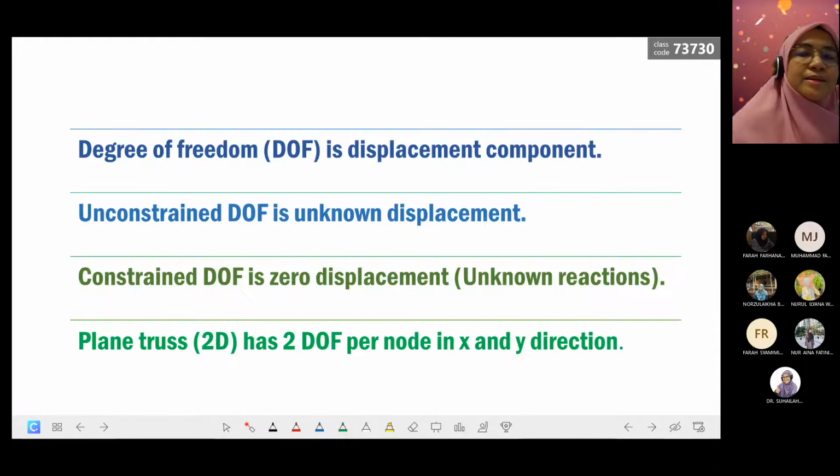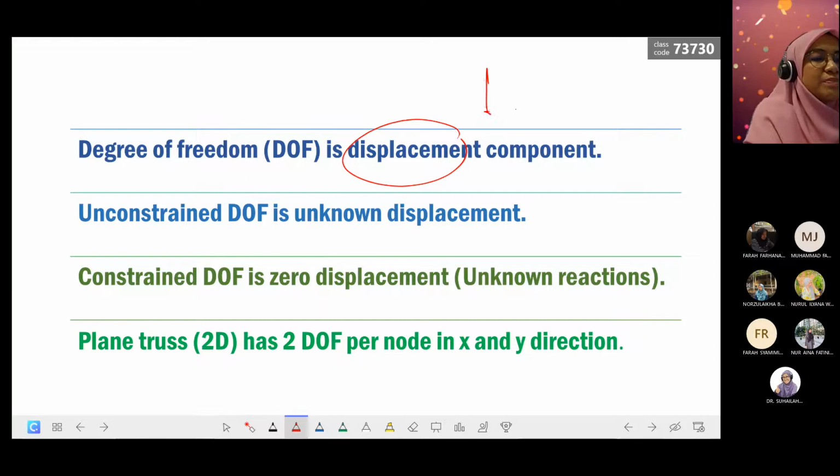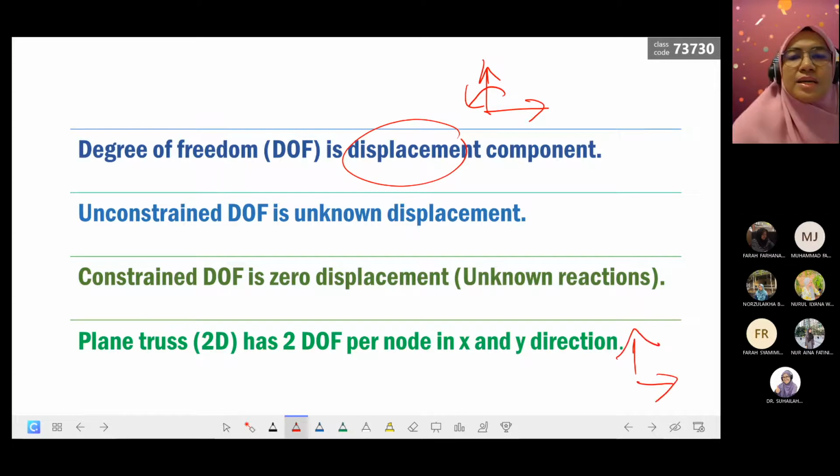Okay, degree of freedom. You need to understand that it reflects displacement components. The basic is 3 in these 3 directions, but we need to understand the type of structure. For example, truss, we only count 2 in truss because there's no moment in truss. No moment, no rotation.